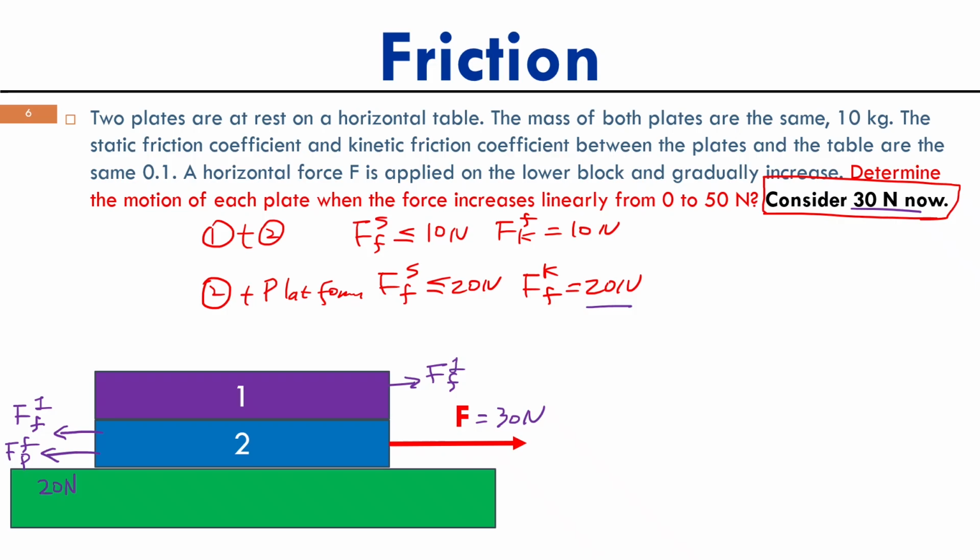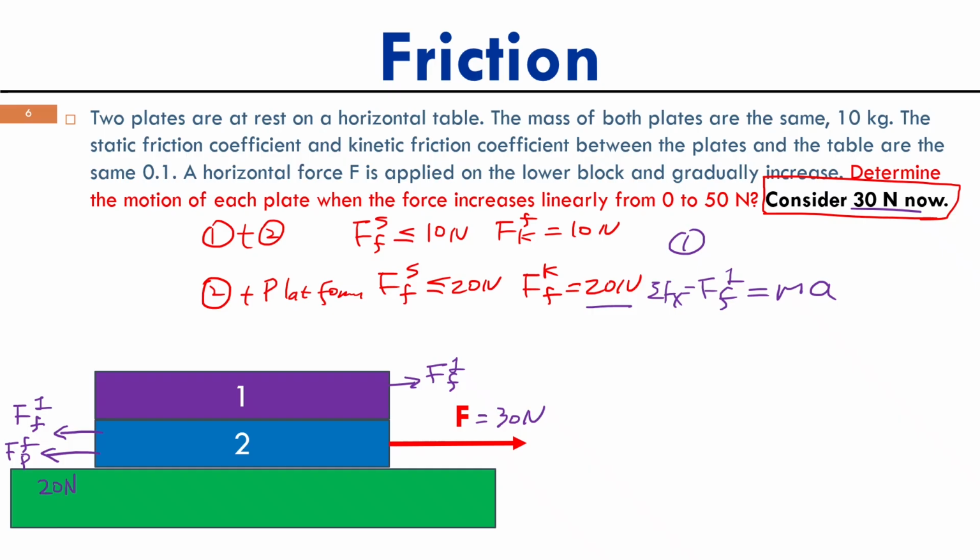In this case, block 1 or plate 1 actually moves to the right, which does not make sense. So how do we actually find out the friction force between 1 and 2? Newton's second law would help us. So let's do the free body diagram here. For plate 1, if we consider the force in the horizontal direction, there is only one force. So this friction force, sigma Fx, equals the mass of the upper plate times its acceleration.